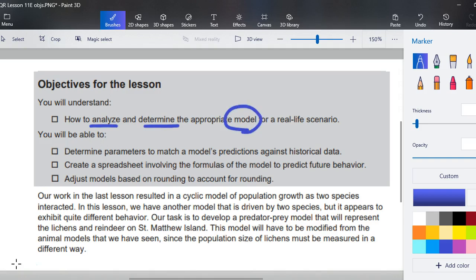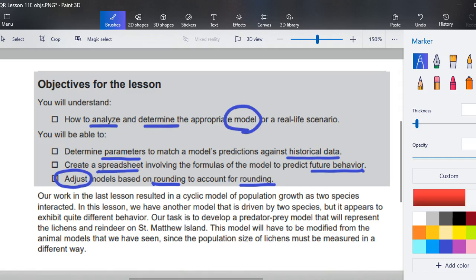We're also going to be able to determine parameters to match a model's predictions against historical data. We're going to create a spreadsheet that's going to involve formulas of the model to predict future behavior. And then, I think this one's pretty cool, we're going to adjust the models based on rounding to account for rounding.